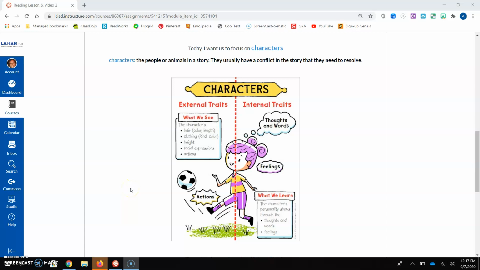Hi friends! Today we're going to be talking about characters. Now characters are the people or animals in a story. They usually have a conflict in the story that they need to resolve. So below here we have a nice anchor chart for you to always refer to.